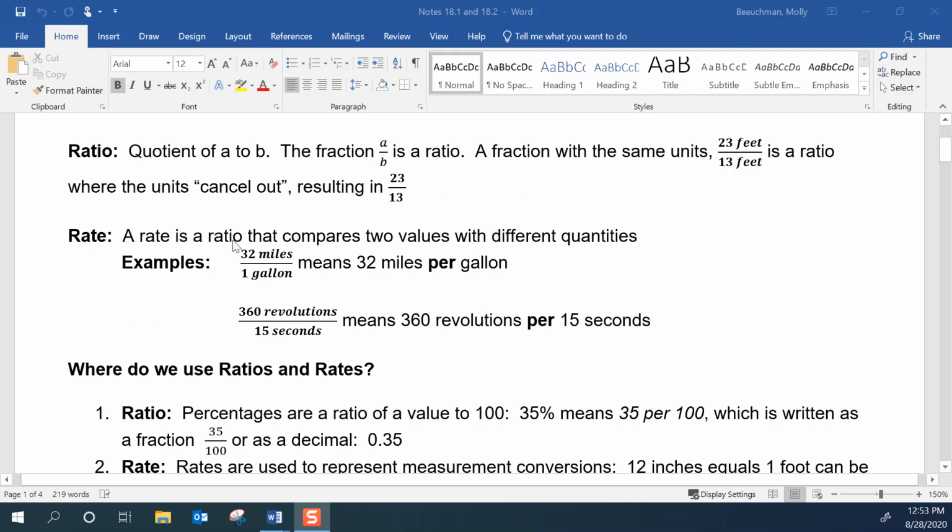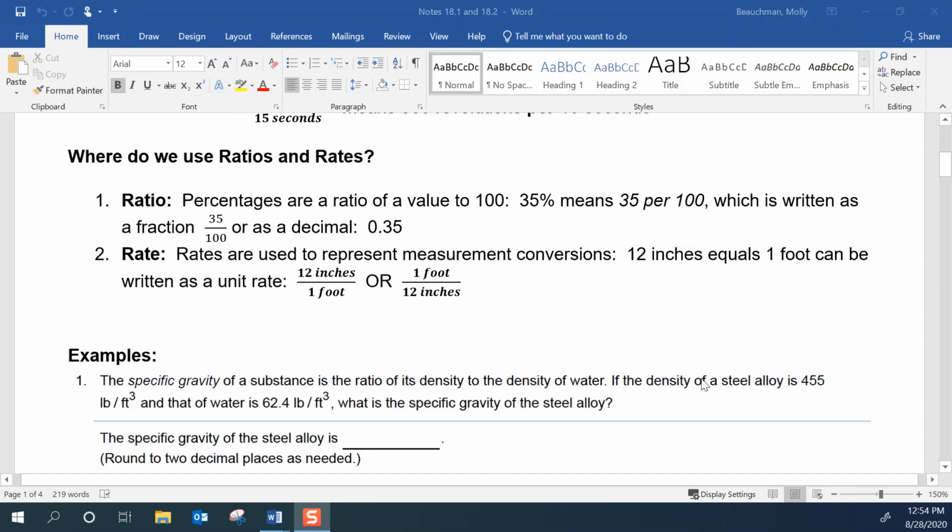A rate is a ratio as well, but it compares two different quantities, two different units. So for example, 32 miles over 1 gallon is called a rate because the units are different, and that means 32 miles per gallon. Another example, 360 revolutions in 15 seconds means 360 revolutions per every 15 seconds. So where do we use ratios and rates?